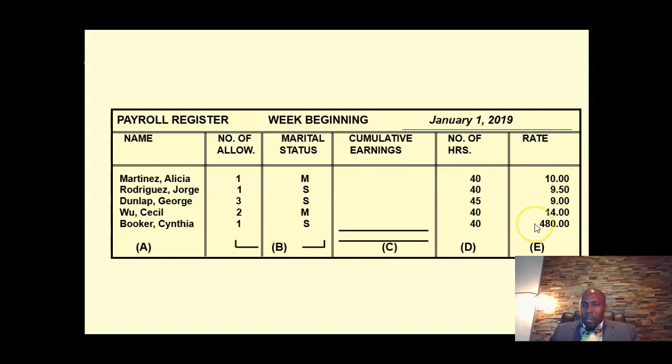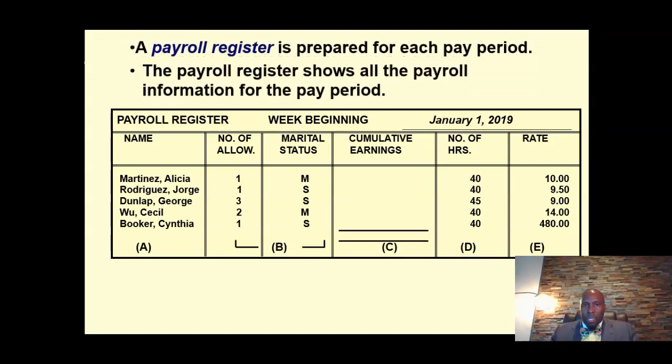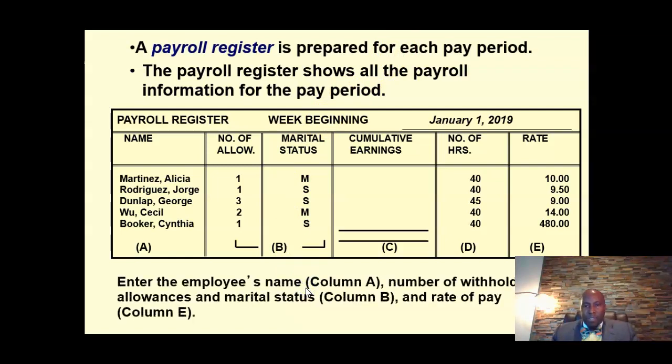So is Cynthia really earning 480 per hour? I don't think so. Cynthia is on what we call salary. She will be paid a set amount per pay period, so her compensation is not based upon hours worked. She's going to earn this set amount of 480 regardless of how many hours she worked within the given pay period. The payroll register gets prepared for each separate pay period to keep track and record all of a company's payroll information.